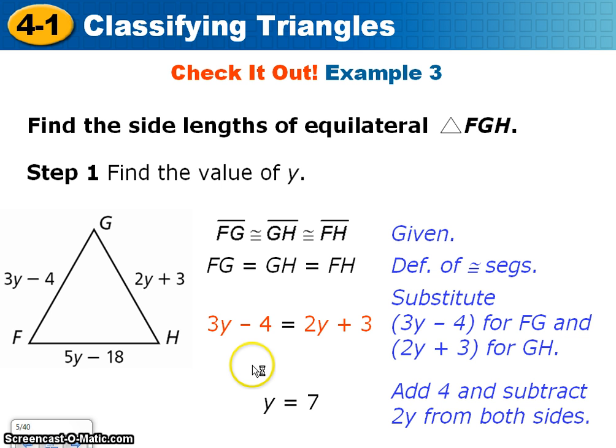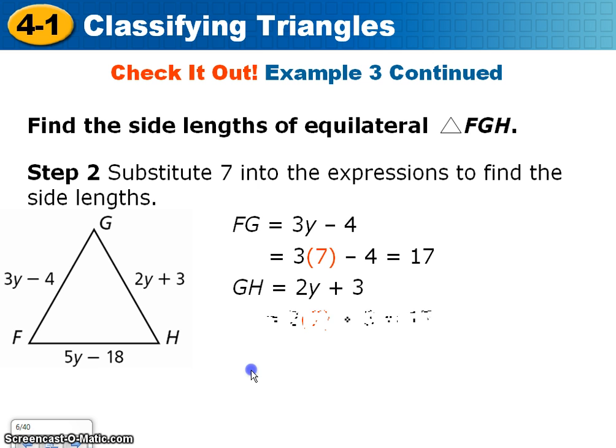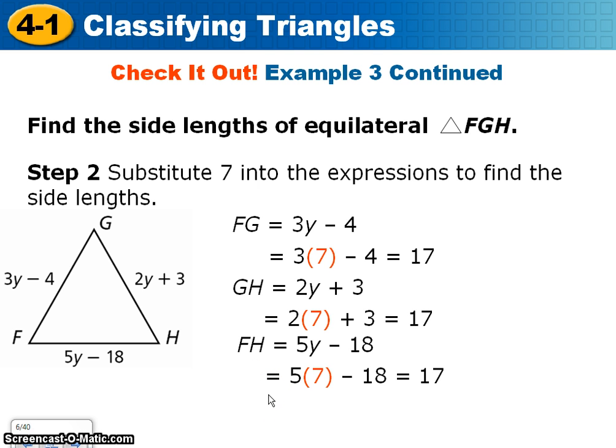Once I know what the value for y is, once I plug it back in, I'll find out that FG, GH, and FH all have a segment length of 17 units, as expected because we were told that the triangle is equilateral.